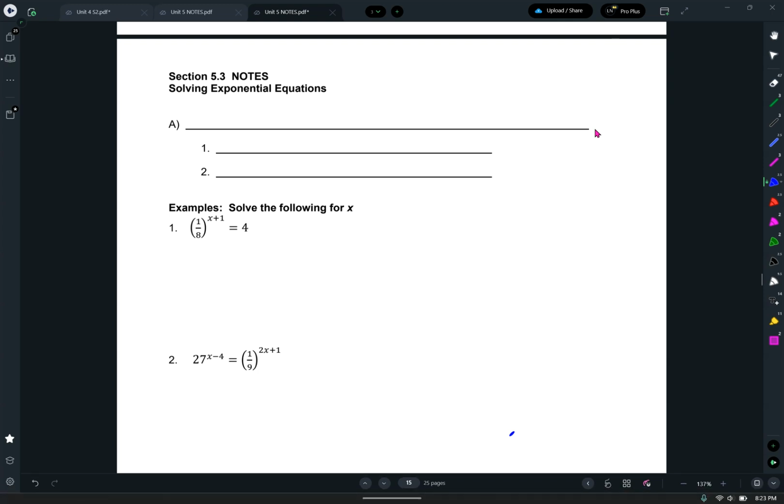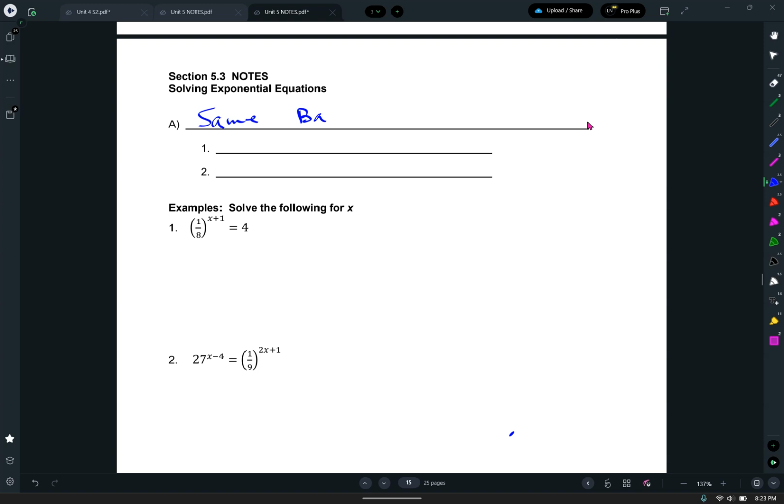Okay, this is the first half of section 5.3 in precalculus. This is all about solving exponential equations. Now, we're actually going to talk about two different methods to solve exponential equations, but we're going to do it in two separate videos. So the first video is over the first method, okay? So the first method is the same base method.